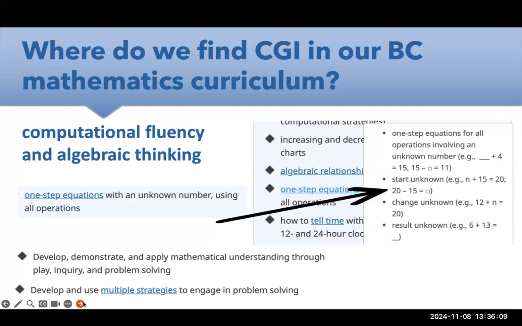Develop, demonstrate, and apply mathematical understanding through play, inquiry, and problem solving, and develop and use multiple strategies to engage in problem solving. Ultimately, CGI focuses on children's thinking and their ability to think and make sense of different situations and use operations, their number sense, and computation to solve word problems or story problems.